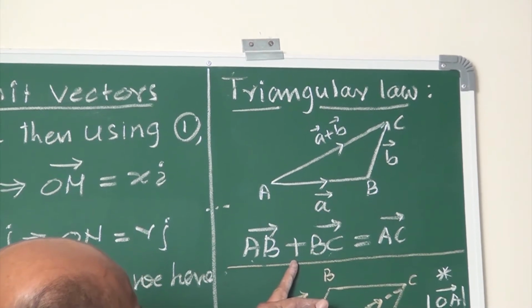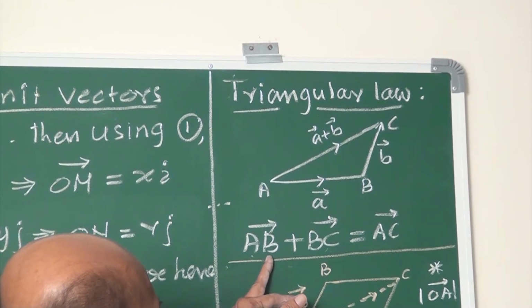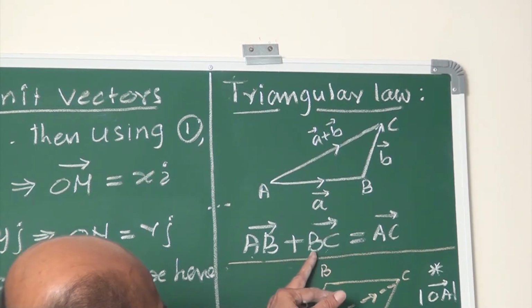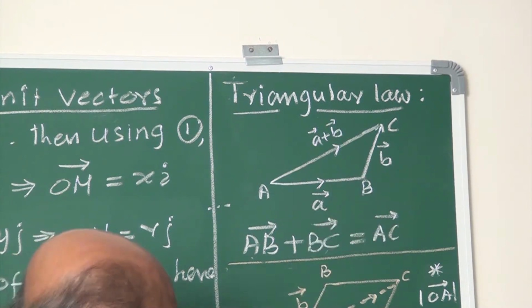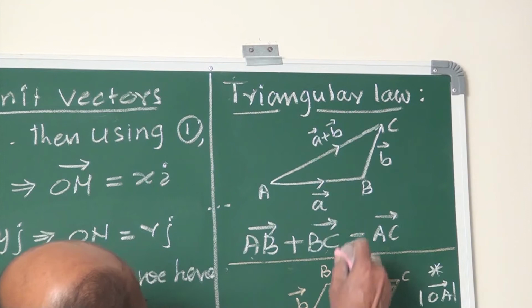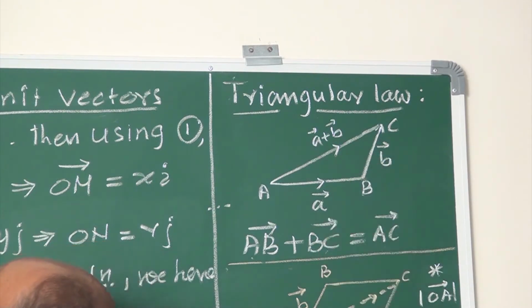This addition of two vectors exists only when the end point of the first vector is the same as the initial point of the second vector. Then only that addition exists, otherwise no.